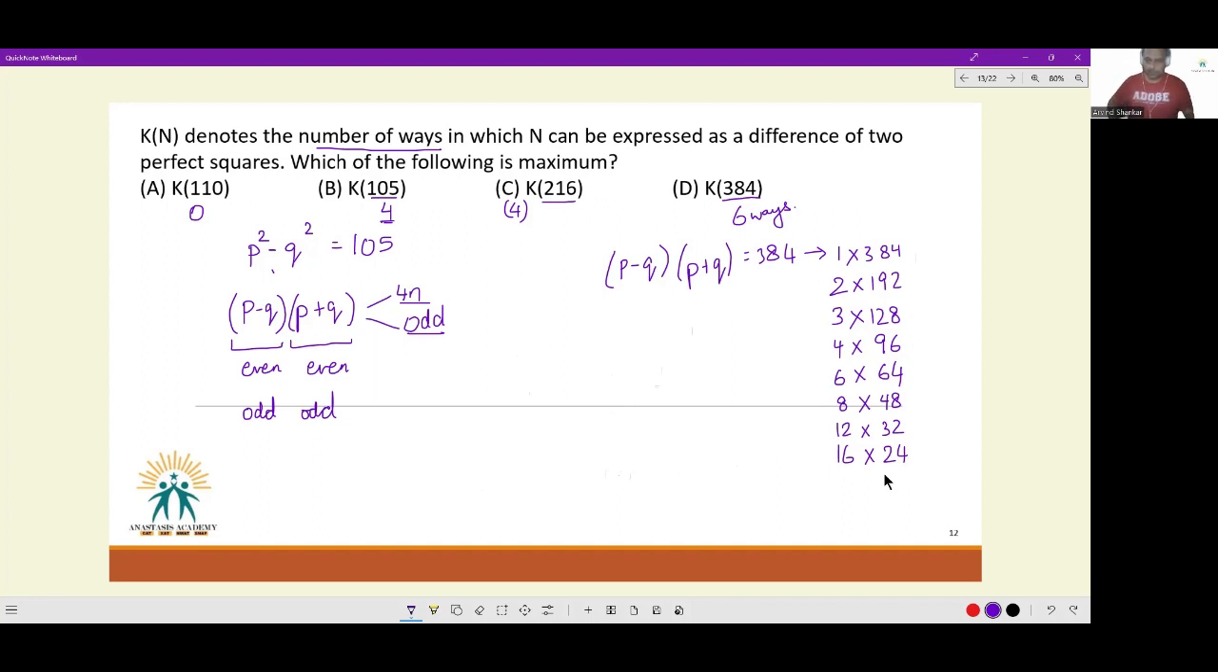This is all the number of ways in which 384 can be represented as product of two numbers. I have odd and even here, so wouldn't work. I have even and even here, would work. Odd and even here wouldn't work. 4 and 96 would work. 6 and 64 would work. 8 and 48 would work. 12 and 32 would work. 16 and 24 would work. So I have 6 pairings identified, as we had done by the short way as well. It is just that you wouldn't need to generate all these pairs of factors. Hopefully, we learned something on this question as well.